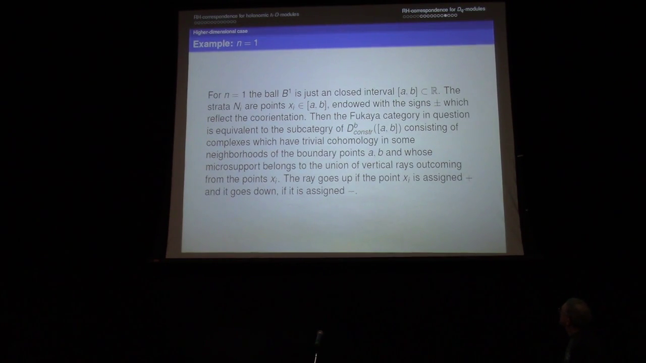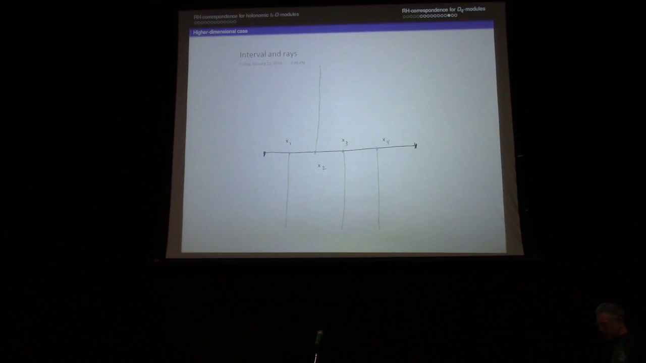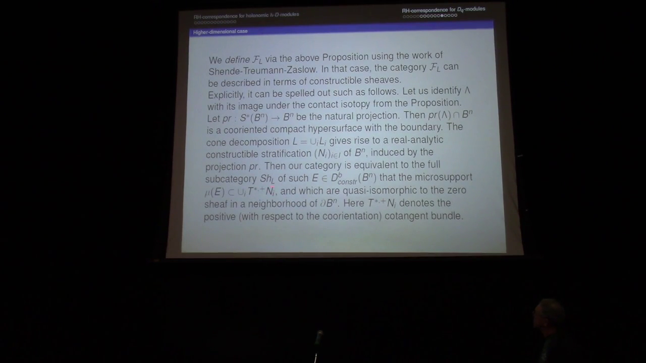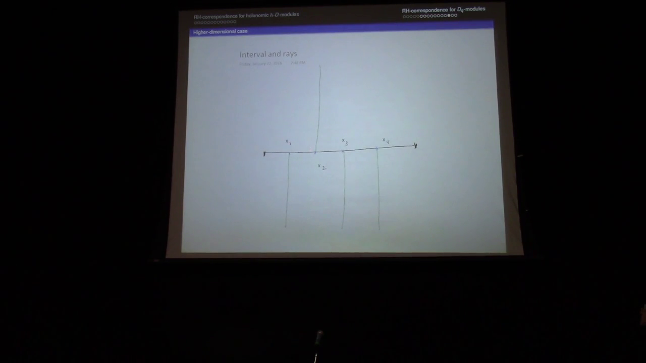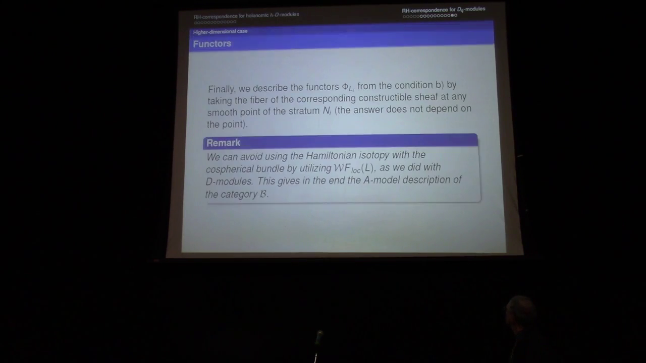Now, this is a pictorial illustration of the geometry in the case n equal to 1. So the ball is just an interval, so strata correspond just to finitely many points, and these are positive conormal bundles. So my subvarieties are co-oriented, similarly to the case of analytic curves on Riemann surfaces. They are co-oriented, so then in each cotangent fiber, they take either the part which goes up or the part which goes down. But anyway, this is a picture, and I consider constructible sheaves, or complexes of constructible sheaves, which are quasi-isomorphic to zero here and here, and with a microsupport which belongs to the union of these things.